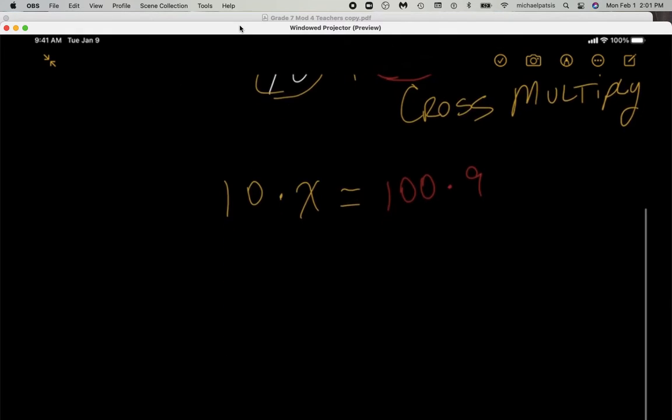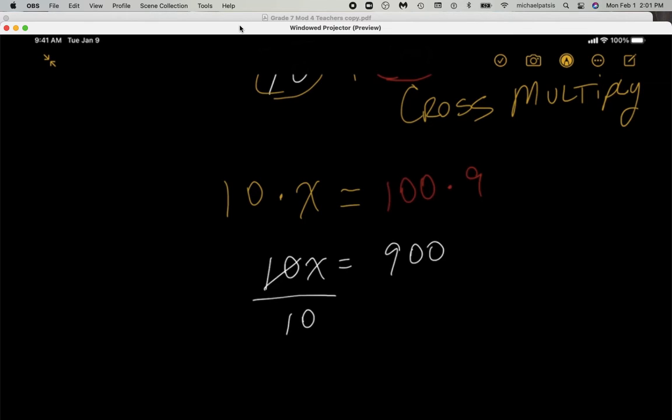Now we solve for x. So we have 10x equals 900. We divide both sides by 10 in an effort to isolate x by itself. 900 over 10, we're allowed to cross off these two zeros. Our answer is x equals 90.